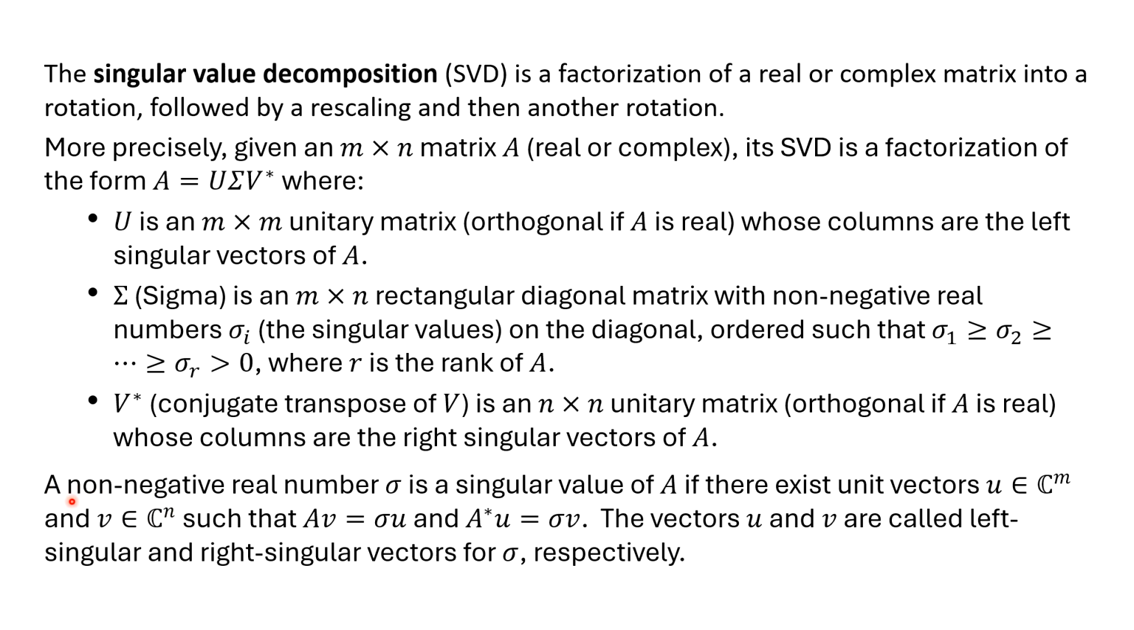It's similar to the idea of an eigenvalue, but not exactly. A non-negative real number sigma is a singular value of A if there exist unit vectors u, complex numbers possibly, of dimension m, and v, dimension n, such that Av equals sigma u, and A conjugate transpose times u equals sigma v. The vectors u and v are called the left singular and right singular vectors for sigma, respectively.